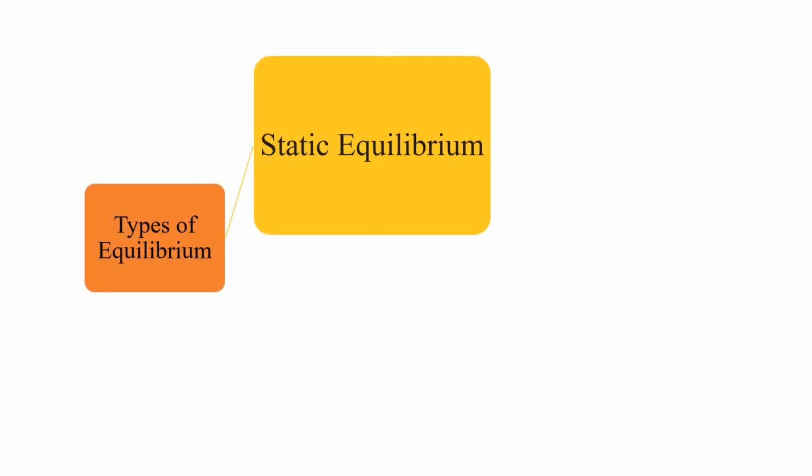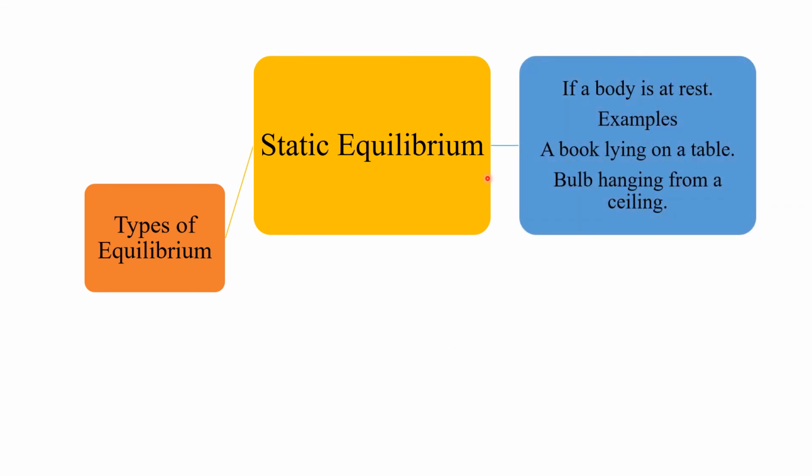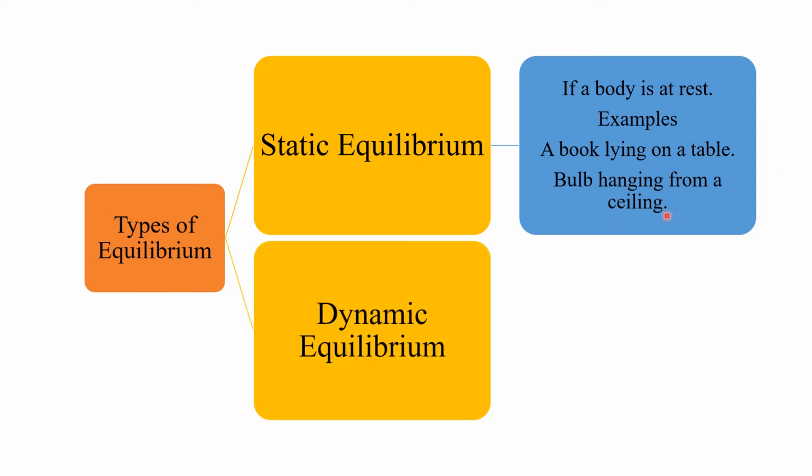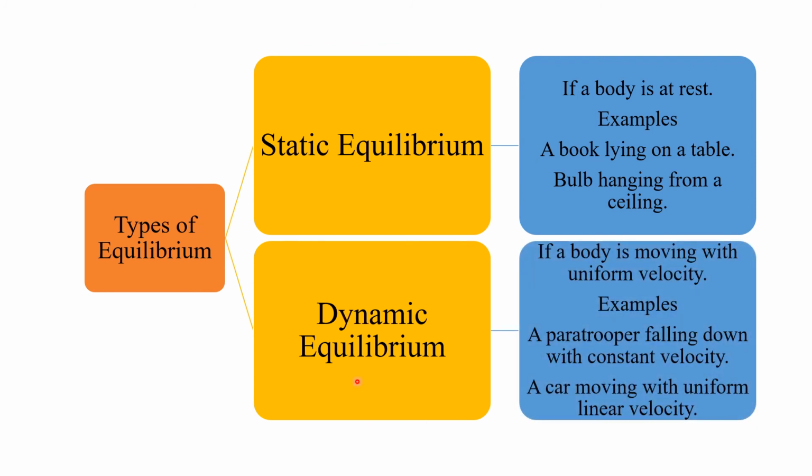Types of equilibrium. There are two types of equilibrium. Static equilibrium. If a body is at rest, we say that it is the condition of static equilibrium. For example, a book lying on a table, a bulb hanging from a ceiling. The second type of equilibrium is dynamic equilibrium. If a body is moving with uniform velocity, for example, a paratrooper falling down with constant velocity and a car moving with uniform linear velocity.